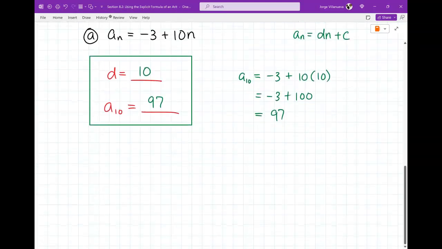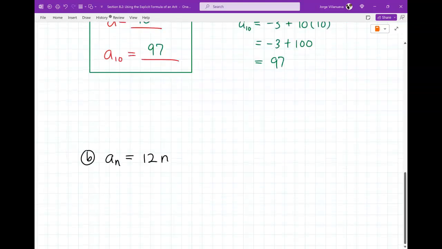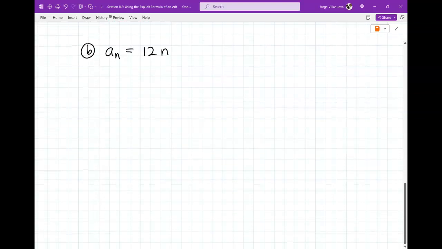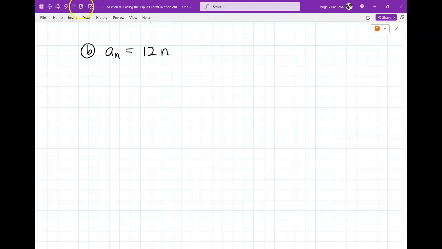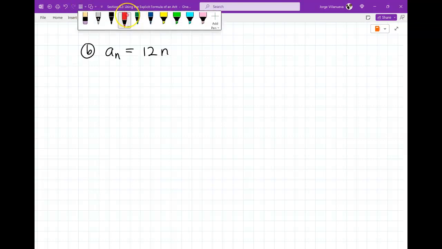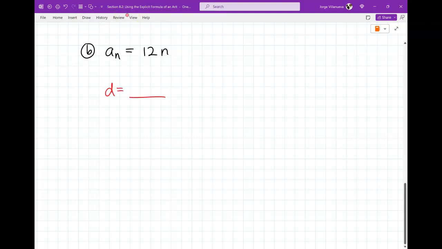So part B, let's do a sub n is equal to, I don't know, 12n. Same instructions. Okay, I'm giving you the explicit formula. All right, and I know it's missing the plus c. That just means that c is 0, right? There's no number towards the end. And I got to figure out what d is and what a sub, let me see, I don't know, let's do a sub 40. What's the 40th term?